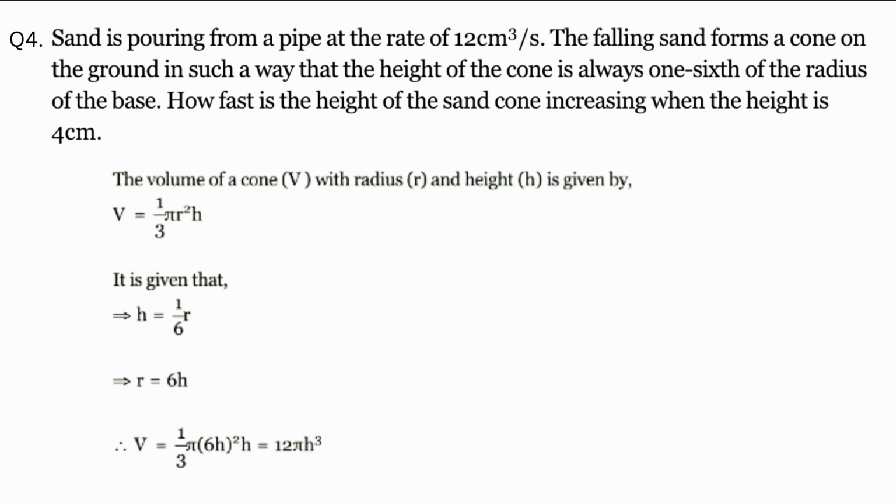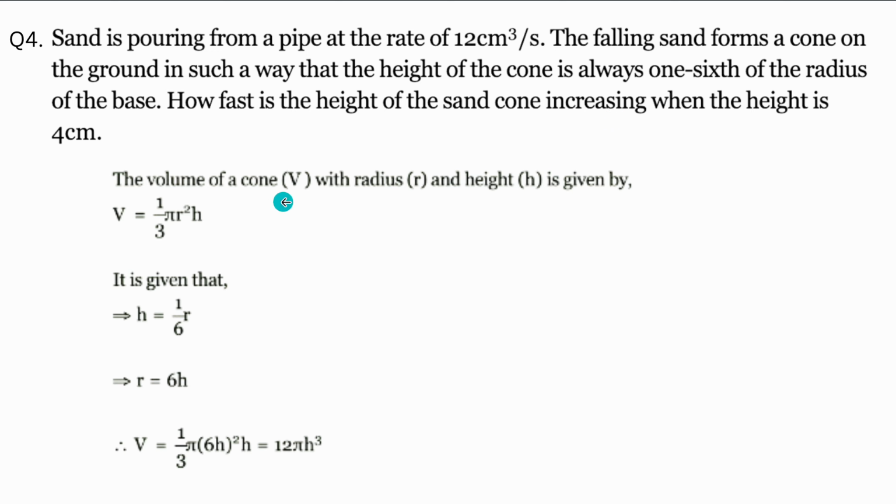Sand is pouring from a pipe at the rate of 12 cm³ per second. The falling sand forms a cone on the ground in such a way that the height of the cone is always 1/6 of the radius of the base. How fast is the height of the sand cone increasing when the height is 4 cm?